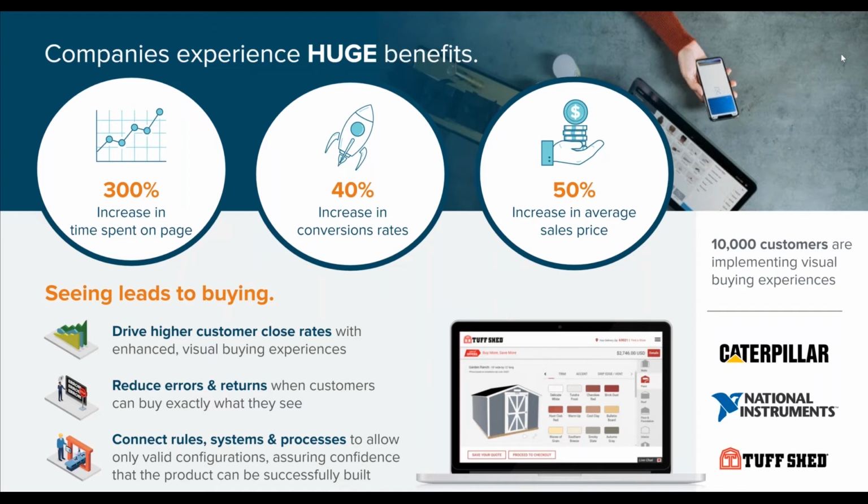And so in the process of doing so, customers are able to upsell themselves, and that can increase the average selling price of their products and yours as well. In fact, Tough Shed during the peak season probably has 10,000 plus customers a day actually shopping and configuring their sheds and getting them shipped out the door to you in your homes on a regular basis. So Tough Shed, Caterpillar, National Instruments, just to name a few of the folks that are actually using visual selling to reduce errors and returns and drive higher customer close rates.